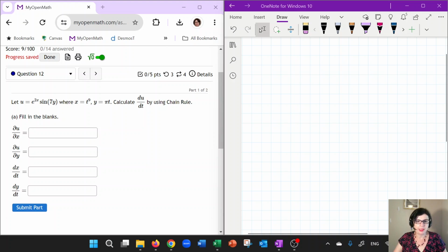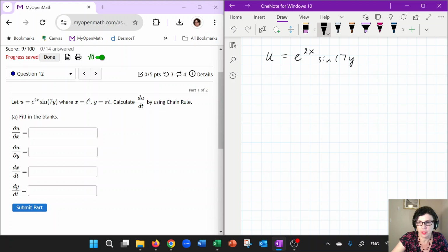Hello everyone. In this example, we are going to use chain rule to compute the derivative of a function that is dependent on x and y, which in turn each depend on t. So you can think of t as time, something like that. Okay, so we've got a function u equals e to the power 2x sine 7y, and x is t to the power 9 and y is pi t.